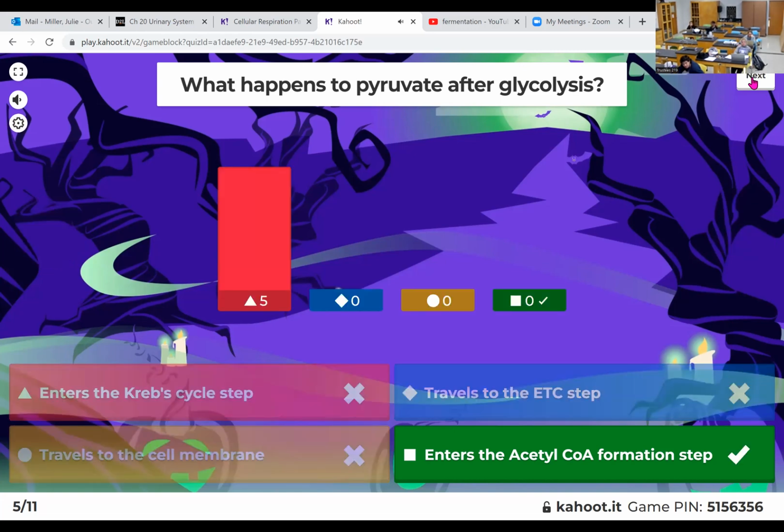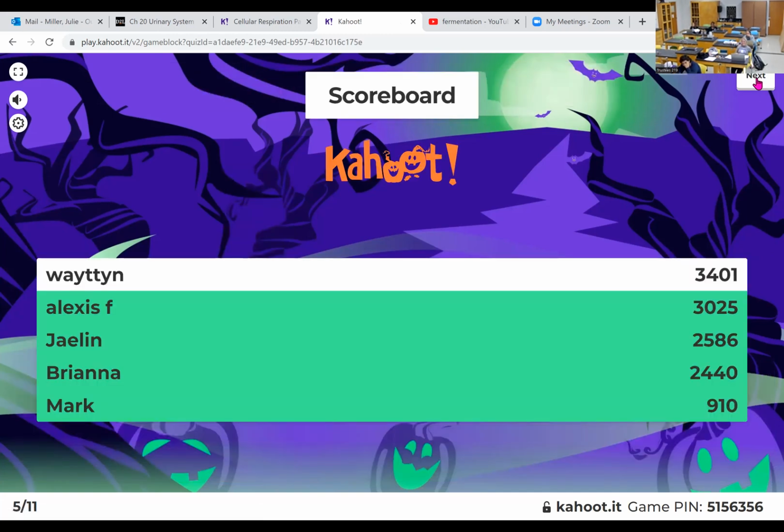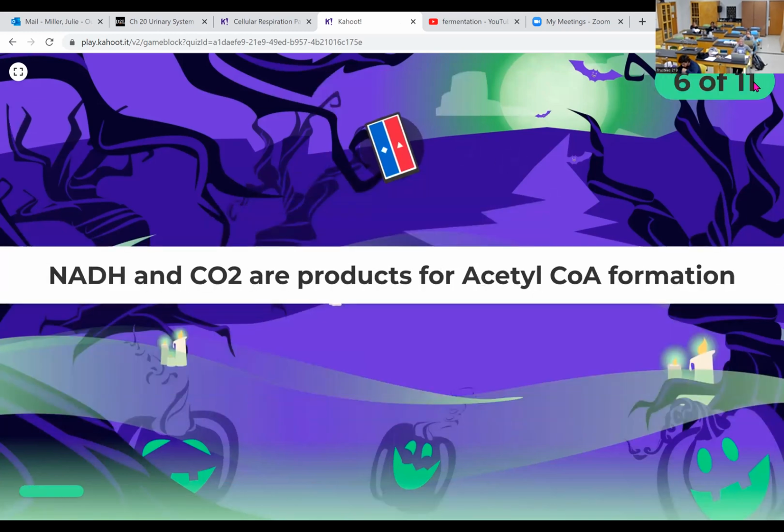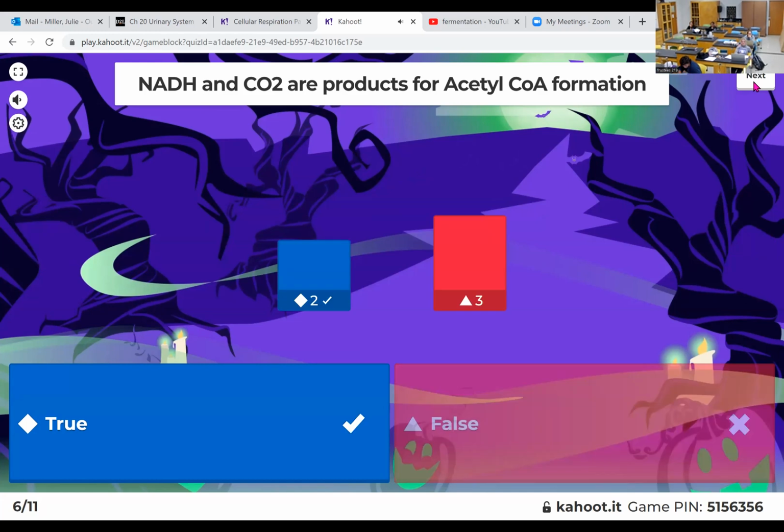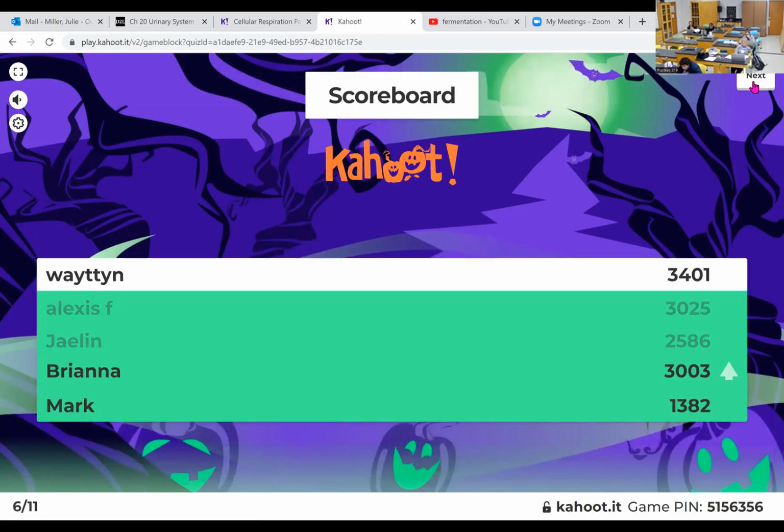Good. Good job. Pyruvate goes to acetyl-CoA formation. Good job. If there is oxygen. If there's not, it will go to fermentation. True or false? Oh, true. Yes. Carbon dioxide is produced because we pluck out one of those carbons from pyruvate, and then you also get NADH. Yay.